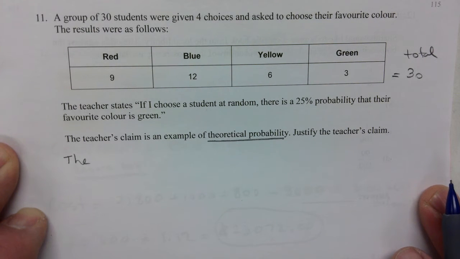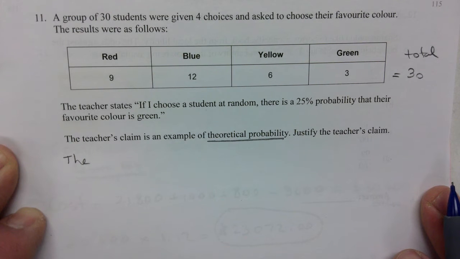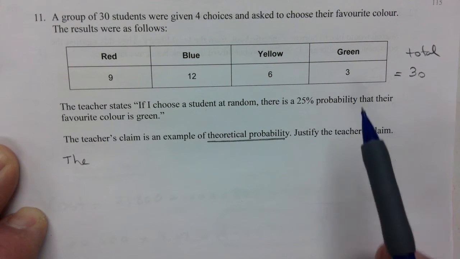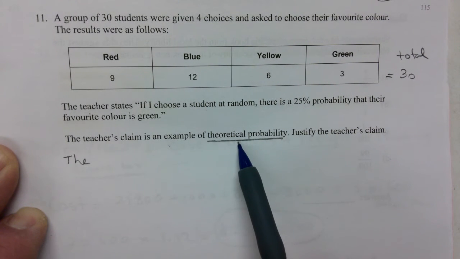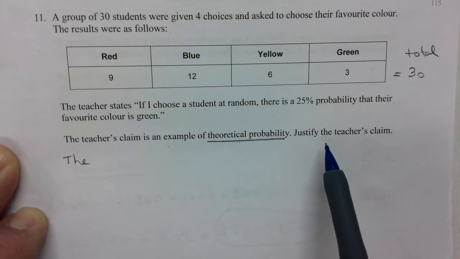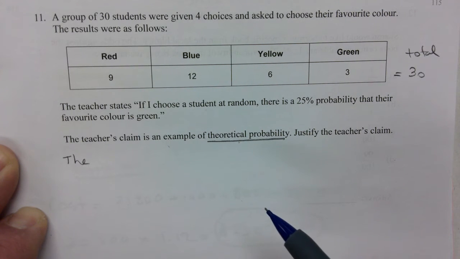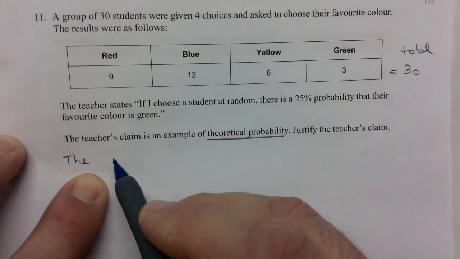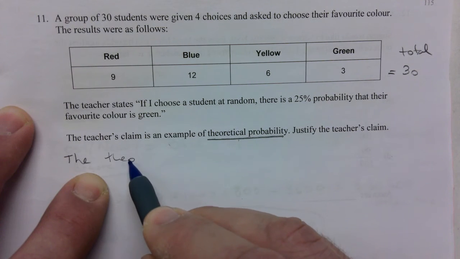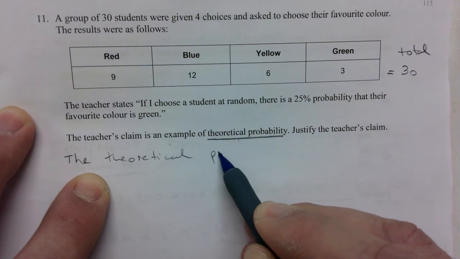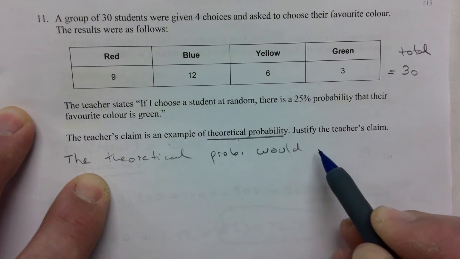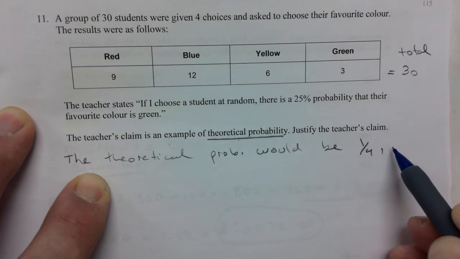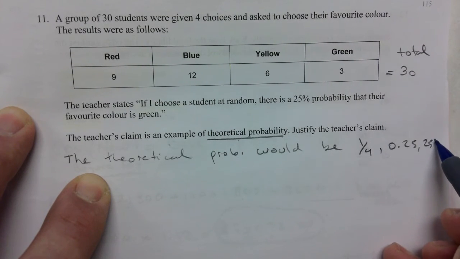The teacher states, if I choose a student at random, there's a 25% chance that their favorite color is green. 25% meaning 1 in 4, right? The teacher's claim is an example of theoretical probability. Justify the teacher's claim. So we have to justify the claim that the teacher made. Okay? The theoretical probability would be 1 in 4, or 25%.